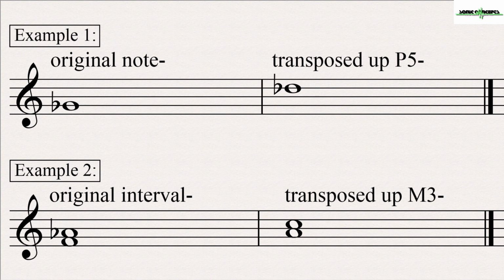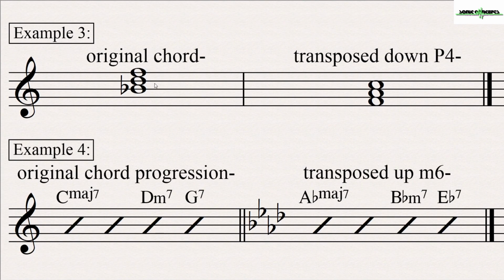In example 2, we see two notes in interval that will be transposed up a major third. In example 3, we see a chord that will be transposed down a perfect fourth. In example 4, we see a chord progression transposed up a minor sixth. Note that if the music has a key signature, you will usually transpose the key signature along with the notes.